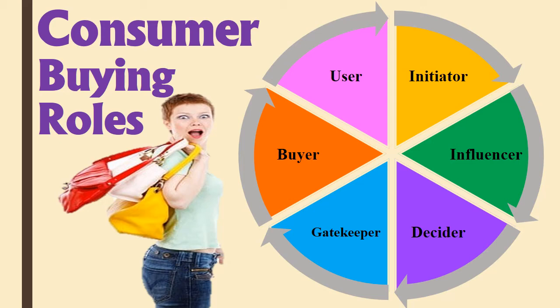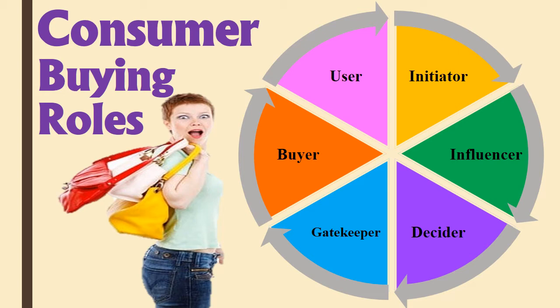So the decider is a person who ultimately determines any part or the whole of a buying decision: whether to buy, what to buy, how to buy, when to buy and where to buy. Children are the deciders for buying toys, the females are the deciders for buying kitchen items, and the head of the family is mostly the decider for buying durable or luxury items. Then the fourth comes the gatekeeper.